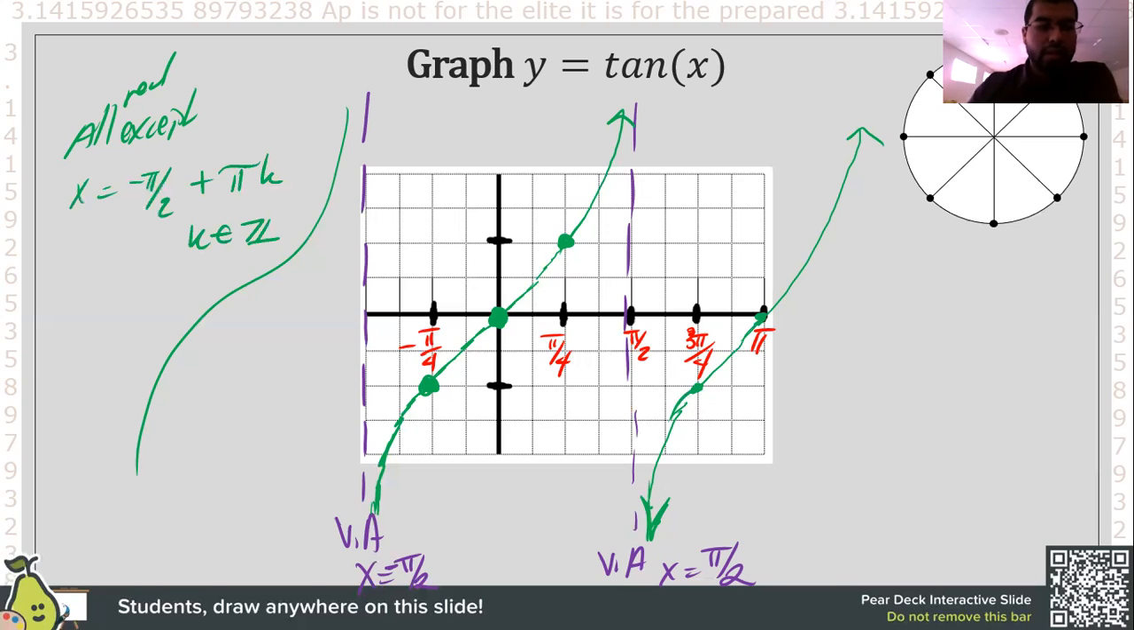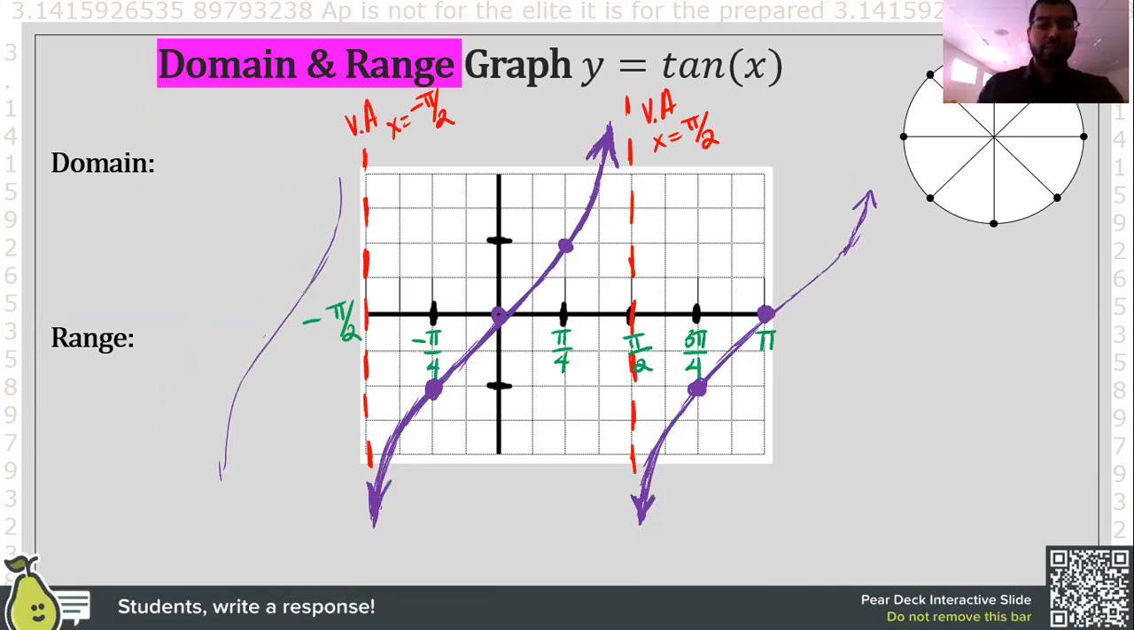Okay, the range, however, is going to go from negative infinity all the way to positive infinity. Okay, and that is denoted by these arrows right here. Oops, I forgot to draw them. Okay, so we went ahead and talked about that.